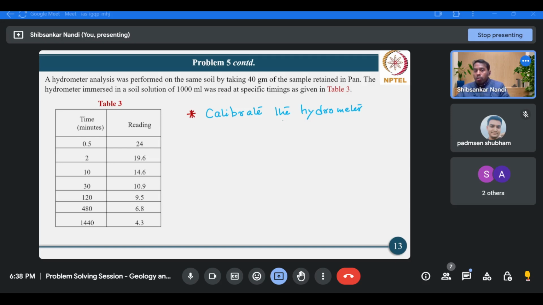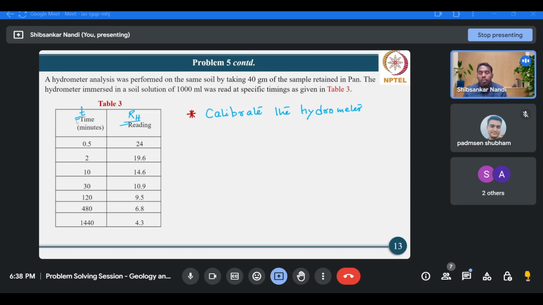Now, what does it indicate? What is the physical significance of this kind of calibration of a hydrometer? Calibration of a hydrometer represents that these are the raw data, the RH values, time versus RH. Now, what is the working principle? For the time being, we can discuss a little bit about the working principle of a hydrometer.